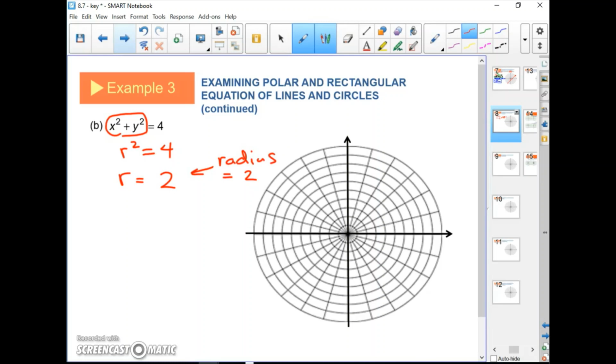What's that shape? It's a circle. That's a circle with radius 2. And so a circle is really easy to draw with this paper. Just trace a circle with radius 2. And that's it.